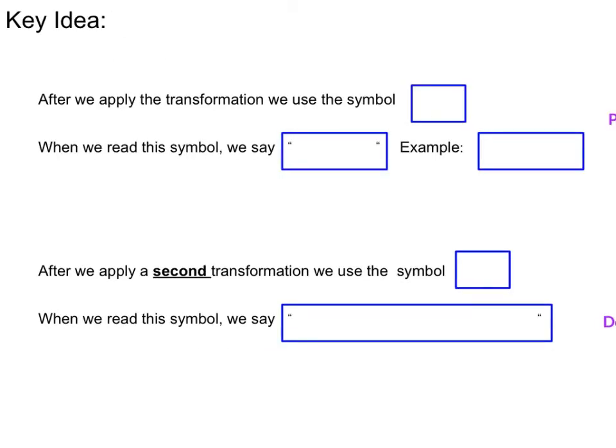So our first key idea is after we apply the transformation, we use the symbol known as this little dash. When we read this symbol, we say it is prime. So for example, triangle A prime, B prime, C prime. After we apply a second transformation, we're going to use the symbol that looks like two dashes. And when we read this symbol, we say double prime. So for example, A double prime, B double prime, C double prime.